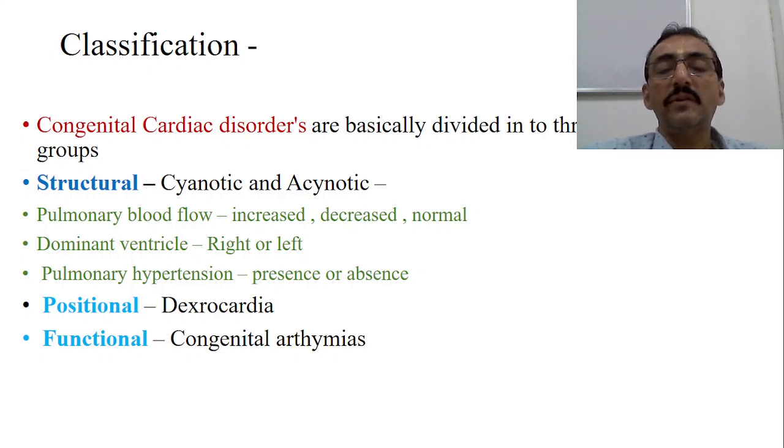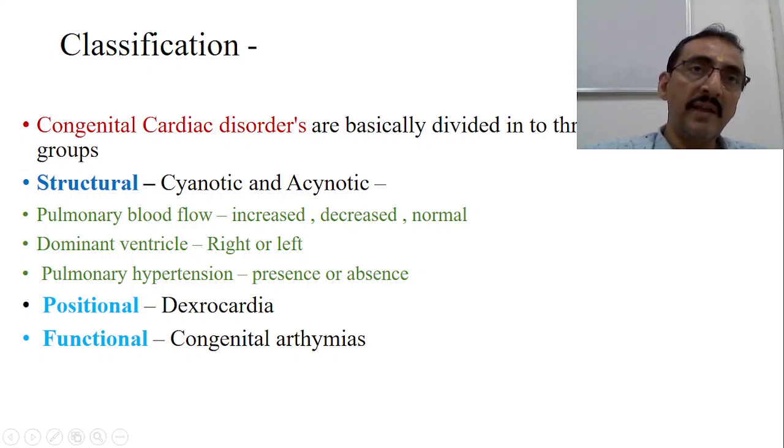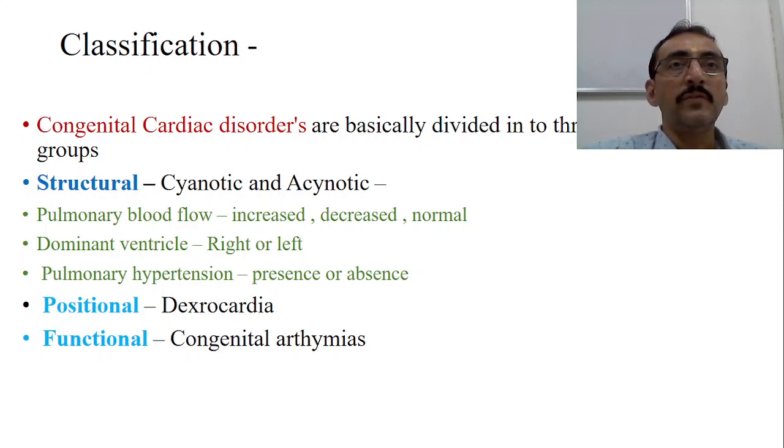Congenital cardiac disorders are basically divided into 3 basic groups. Number 1 is structural, another one is positional, and another one is functional. Structural means there is a problem in the structures. The structure is incomplete, the structure is abnormal, etc. They are again divided into cyanotic and acyanotic structural congenital cardiac problems.